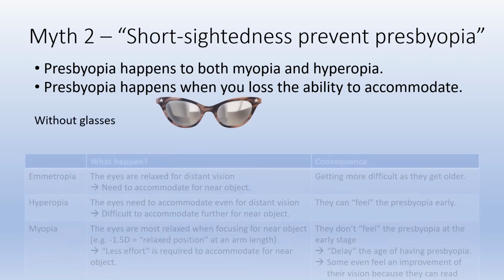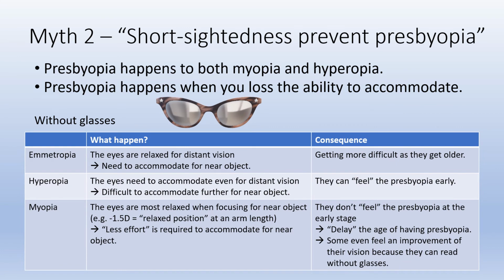Without glasses, for people with emmetropia, the eyes are in the most relaxed status for distant vision, and they need to accommodate for near objects. As they get older, this action becomes more difficult. For people with hyperopia, the eyes need to accommodate even for distant vision, and they need to accommodate further for near objects. That's why they feel the presbyopic symptoms early, say before 40 years of age.